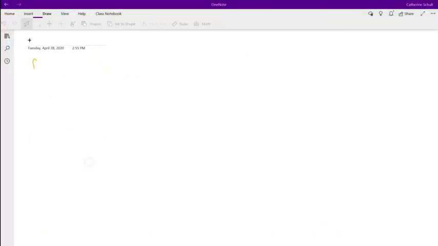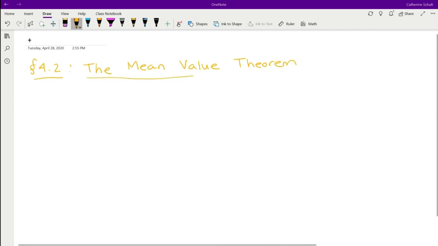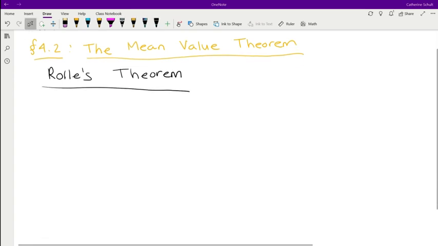All right, welcome to section 4.2. We're going to be looking at something called the mean value theorem. Okay, so we actually look at the mean value theorem later on in this section. We're going to first consider something called Rolle's theorem, and we use Rolle's theorem to prove the mean value theorem. Okay, so let's start with Rolle's theorem.